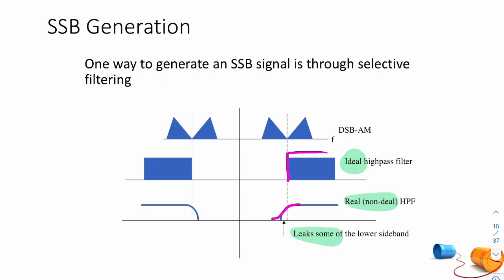Now, the closer your filter gets to this, the more complex and expensive it becomes. Okay, so what you want is an ideal high pass filter or a filter with a very high Q factor, a very sharp filter that requires higher order and higher complexity.